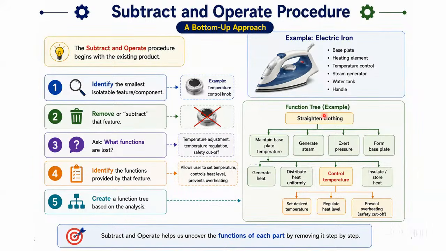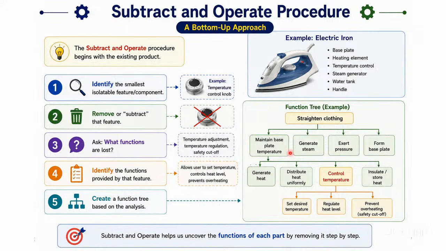Now I think you can understand the function tree, how I have described the function. It is verb plus noun. You say generate steam. So generate is the verb and steam is what you're going to generate. Then exert pressure, form base plate. So maintain base plate temperature. So base plate temperature is the target and we are going to maintain it. So that is how we did the function tree using FAST method.